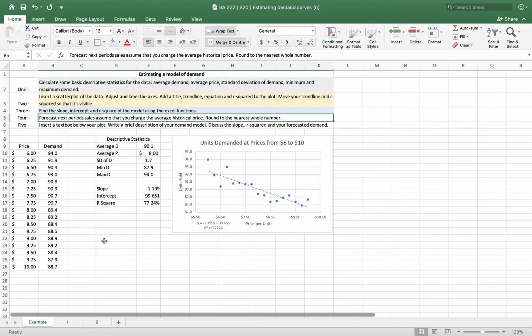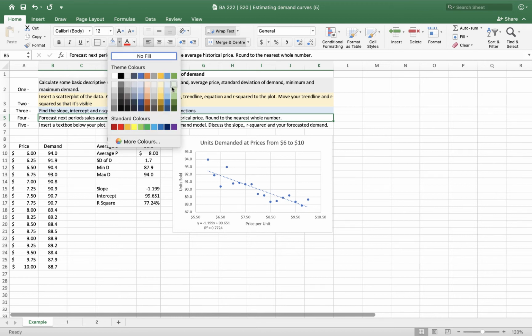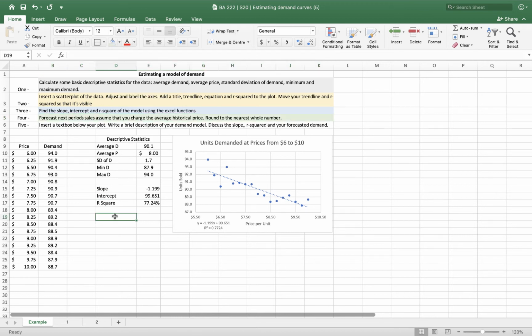So if we move to the next step, we're forecasting next period's sales, and let's just assume that we charge the average price. So I'm going to call it forecast at AVP, forecast at average price. So what we're doing here is we're trying to say, if we charge $8, what do we forecast that sales are going to be? And because we're using a linear relationship, the forecast is going to yield a point on that line, right? So you can kind of eyeball it.